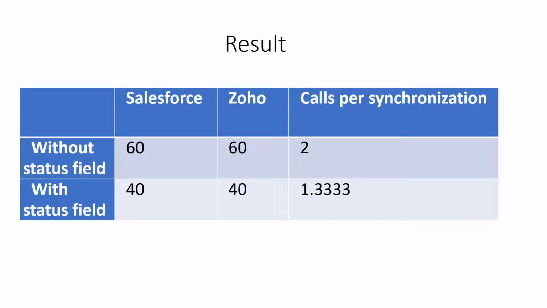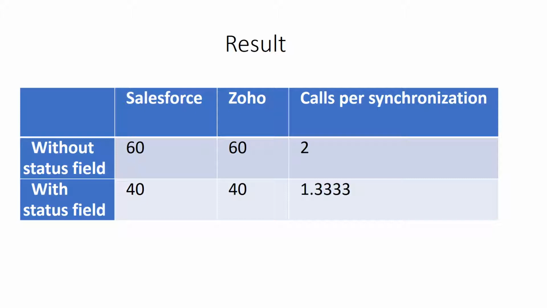Then it is the result. We try our experiment on Salesforce and Zoho. We write the workflows and business process. For Salesforce, we write the basic web service for insert, update, and delete. For Zoho, we just use its own web service. First, we try the experiment without the status field. We insert 10 records on Salesforce, update the 10 records, and then delete them. We repeat the same operations on Zoho, and check how many web service calls are used.